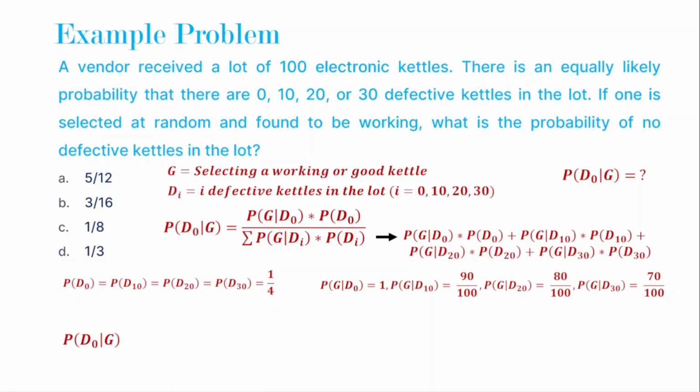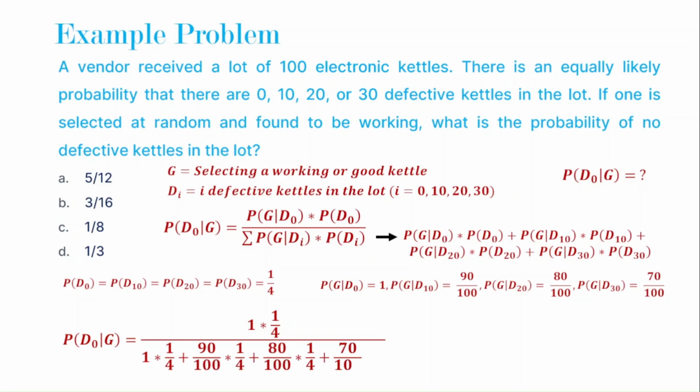Now if we substitute these values in our relation, we get the following. Which on solving will be 100 upon 240 or 5 upon 12. So, A here is the correct answer. And with this, we have learned in this video about the rule of total probability and the Bayes theorem and their applications.